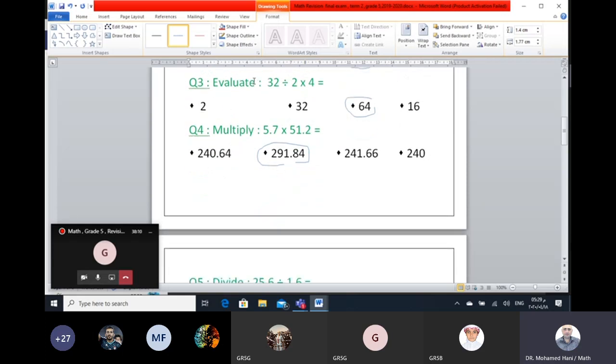Evaluate. The meaning of evaluate is to find the value of these expressions. We have mathematical expressions here, and we want to find the value. As you see, we have divide and we have multiplication. Divide and multiplication have the same priority in the order, but the operations go from left to right. So divide came first, so do divide, then do multiplication. 32 divided by 2, 30.